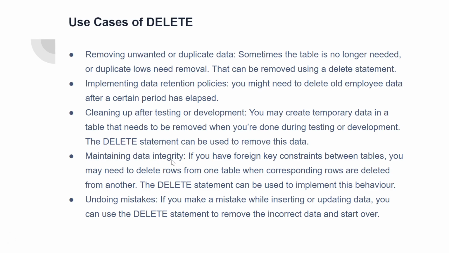Then maintaining data integrity. If you have foreign key constraints between tables, you may need to delete rows from one table when corresponding rows are deleted. So if the corresponding thing has been deleted, then you also need to delete the thing from the table. That's why you also have to use the delete command. The delete command can be used to implement this behavior.